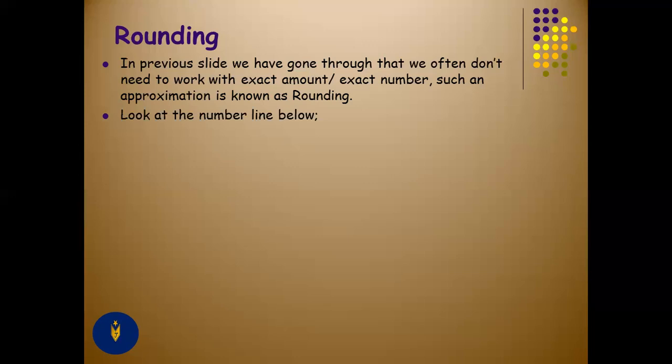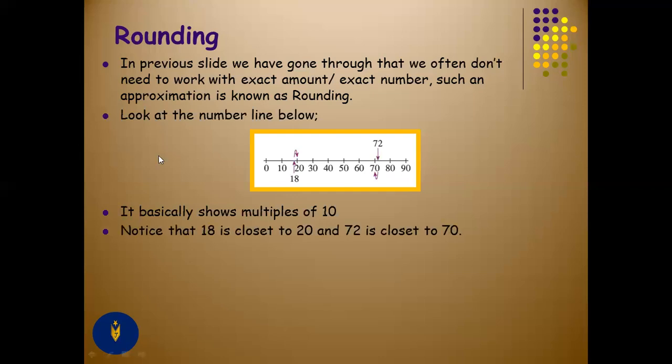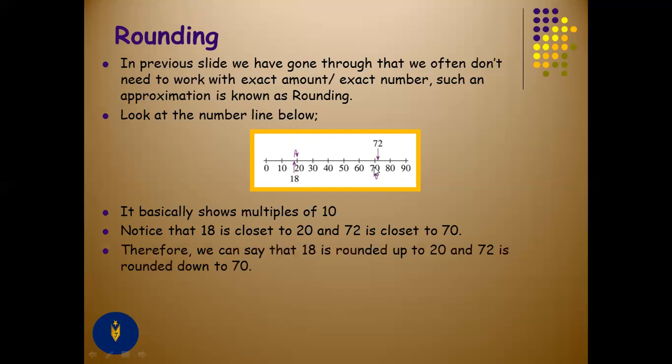Look at the number line below. You see, this is the number line, and it shows multiples of 10, that is 0, 10, 20, 30, 40, 50, 60, 70 up to 90. These are all in the table of 10. If you notice, 18 is closest to 20, and 72 is closest to 70. Therefore we can say that 18 is rounded up to 20 and 72 is rounded down to 70.